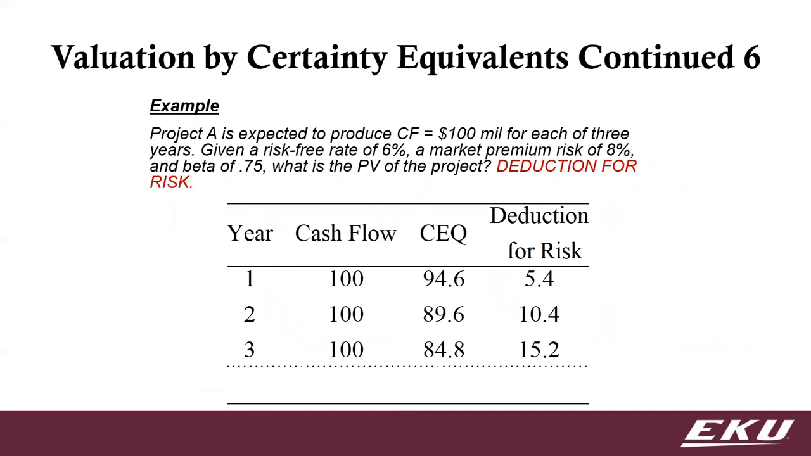Now that we have that, we can look at the difference between 100 and 94.6, between 100 and 89.6, and between 100 and 84.8. Because that is the certainty equivalent, I'm not going to get all of this because I'm not taking on any risk. So the risk, 5.4, 10.4, 15.2, is that haircut I talked about. You take off a little haircut for risk. I have to make this deduction for risk.